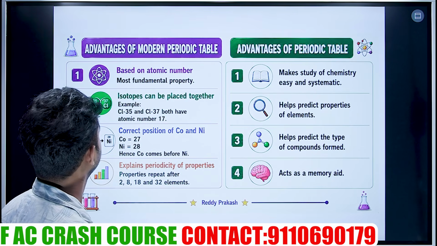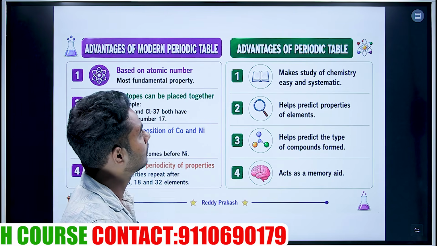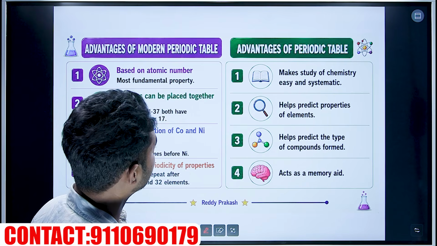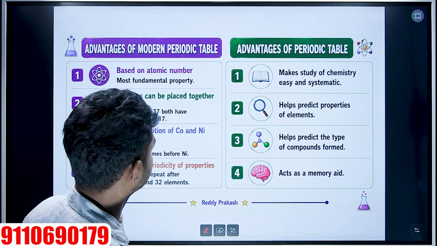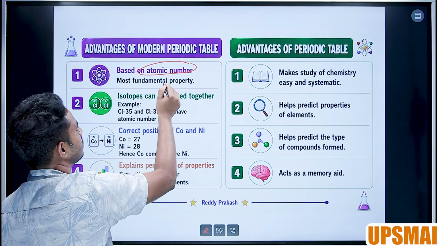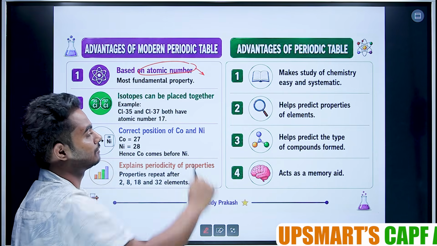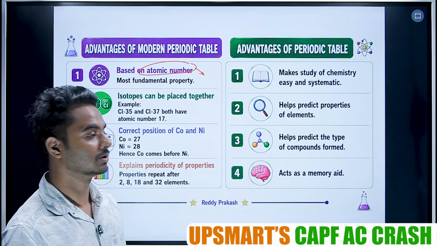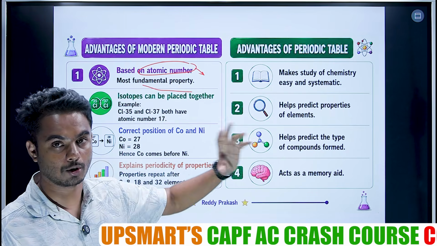Next, advantages of the modern periodic table. It is based on atomic number. So it is much better. No confusion about which has higher mass and which has lesser mass. So the properties and all will be properly set.